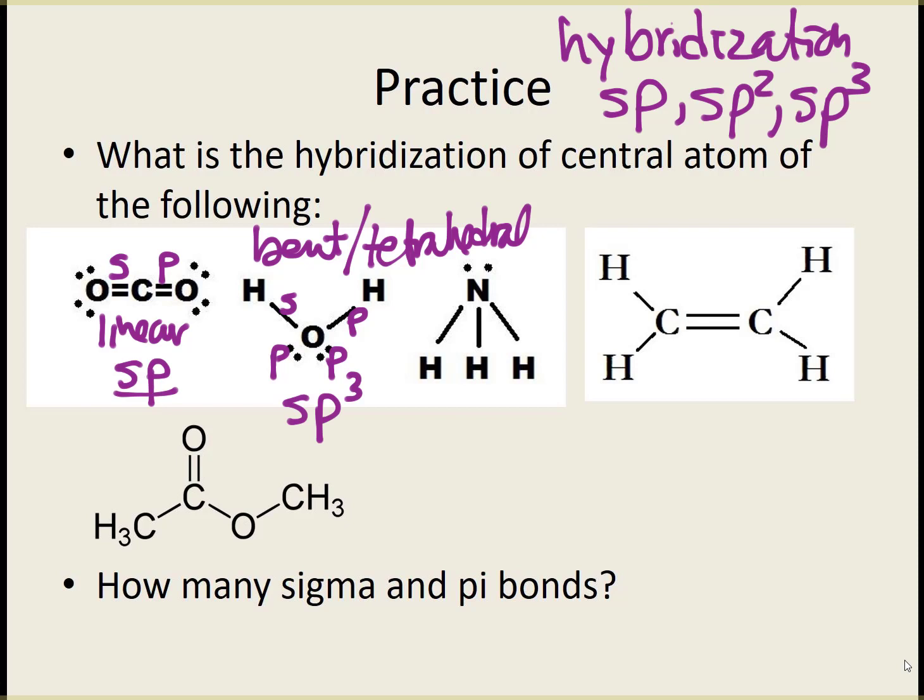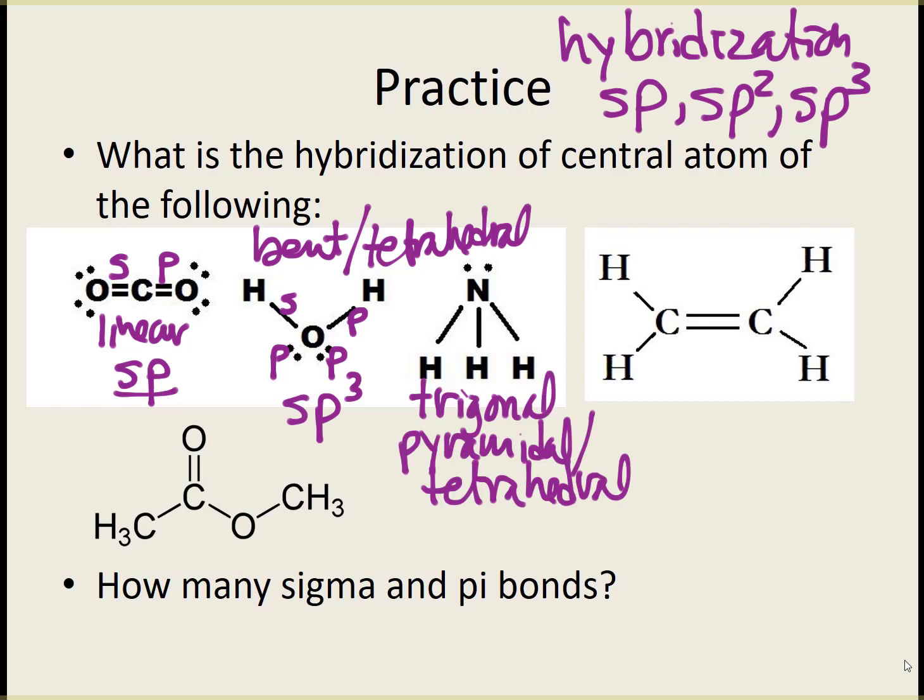Let's do this next one. So this one also is a tetrahedral electron domain. The shape is trigonal pyramidal, and again, the electron domain is tetrahedral. And so I am going to have 4 groups around. This one is also sp3.